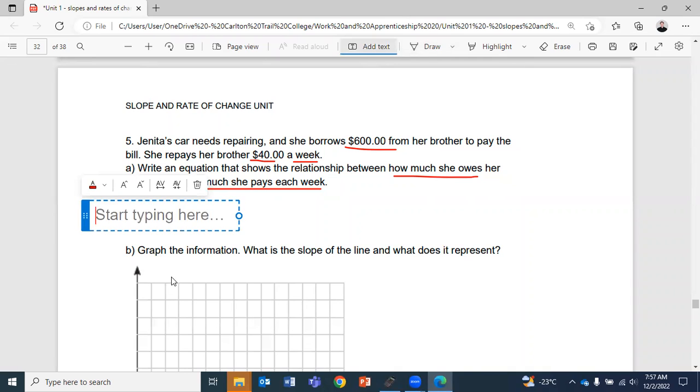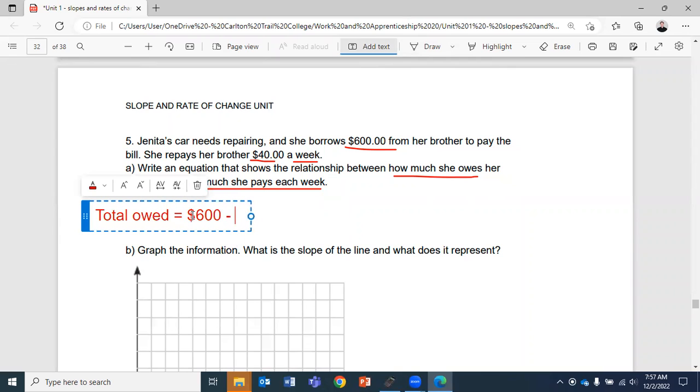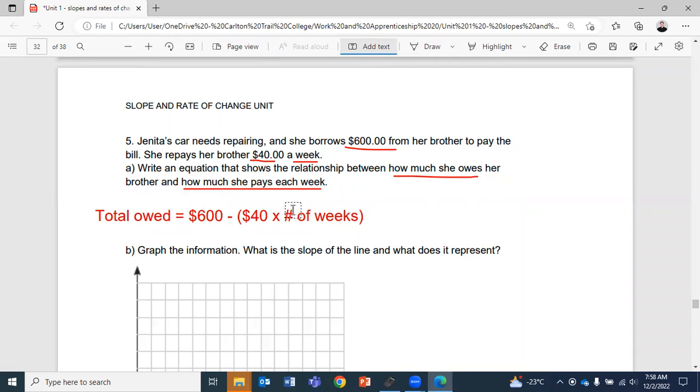Well, so first off, the total owed is going to be, first off, she owes $600. And if she's taking away $40 a week, isn't that just $40 times the number of weeks, right? Cool, I have a formula. If it's 2 weeks, you'd put 2 in here. If it's 5 weeks, you put 5 in here. If it's 0 weeks, just started, you put 0 in here, right? So that's how you can figure that out. Total owed is equal to $600 minus $40 times the number of weeks.